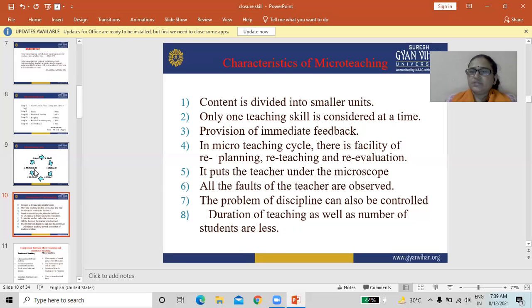As we already discussed in meaning of micro teaching, the content, time, number of students, and skills, only one skill, all are scaled down in micro teaching session.